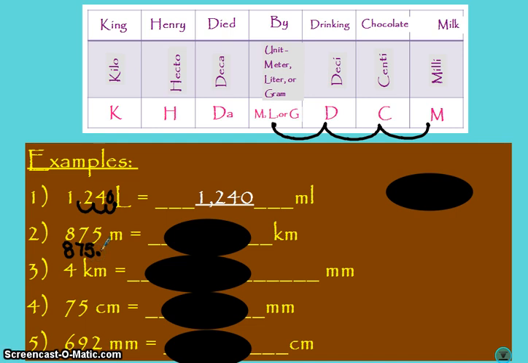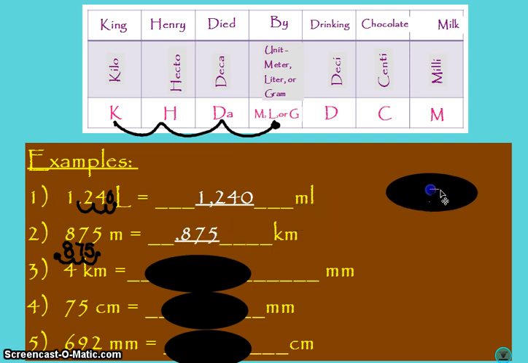875, decimal to the right, meters, and I'm going to kilometers. So let me erase this. We start at meters, which is still base, and we're going to kilometers. So now we're going to go the opposite way. 1, 2, 3 to the left. And we end up with 0.875 kilometers, or 875 thousandths.